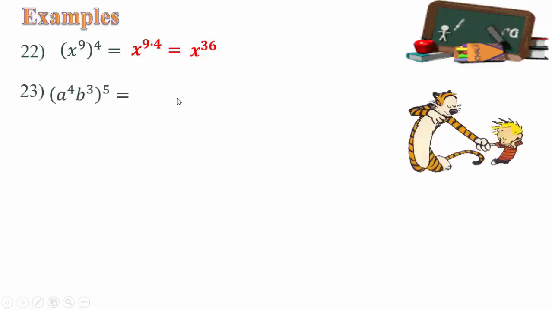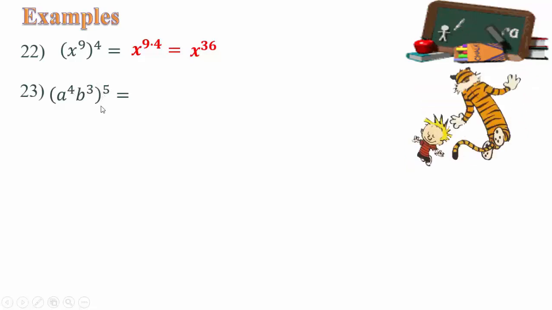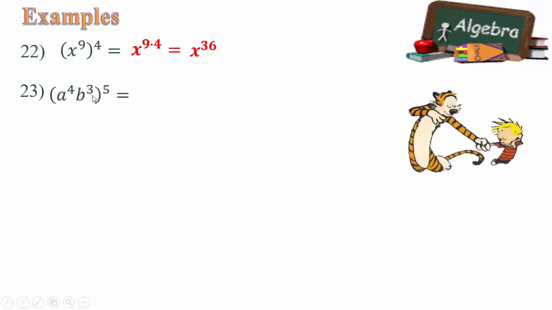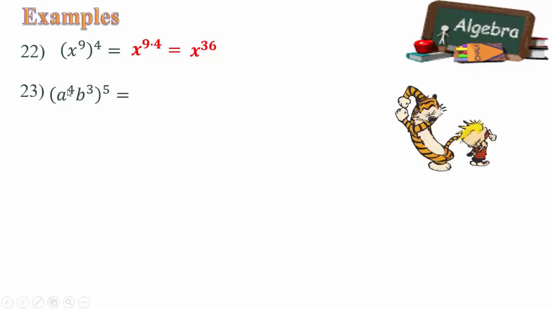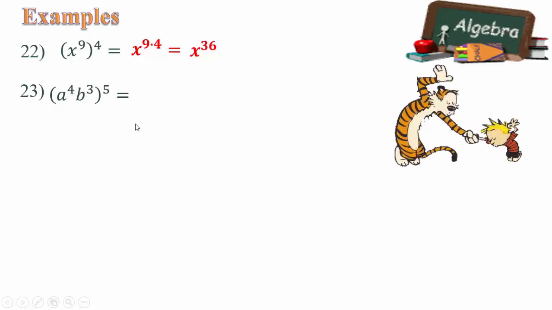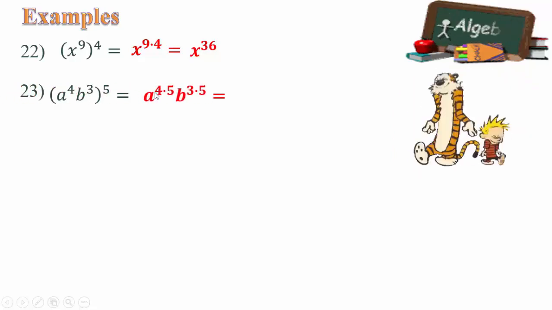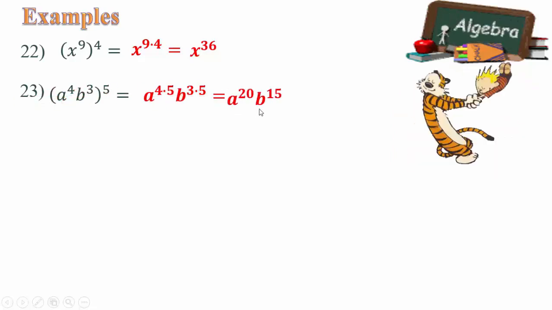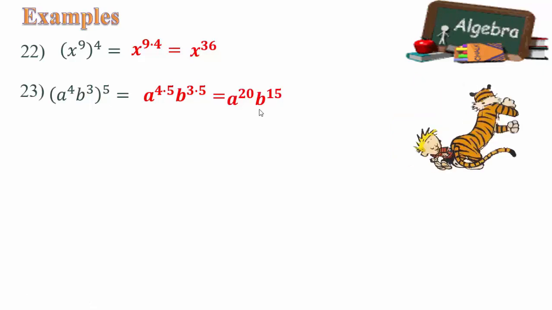In example number 23, we have a to the 4th, b to the 3rd, and this entire thing, and that's what the bracket is telling you, that entire thing is being brought to the 5th power. That means the 5 will be multiplied by the 4 from the a, and the 5 will be multiplied by the 3 from the b. The power rule tells us that it's a to the 4 times 5, b to the 3 times 5, and that's how we get a to the 20th, b to the 15th.